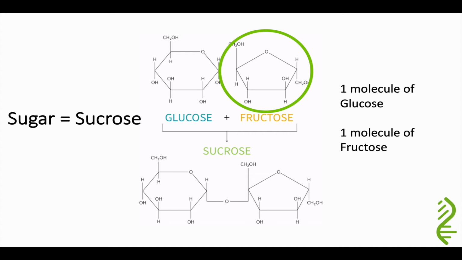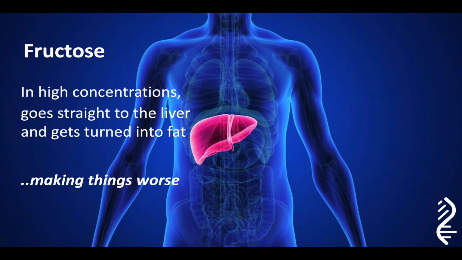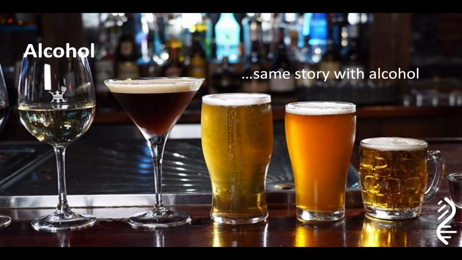And specifically in sugar, it's the fructose. So sugar is made up of glucose and fructose. So a molecule of glucose and a molecule of fructose stuck together makes sucrose, which is table sugar. The glucose is handled by the insulin system, right? The fructose, on the other hand, goes straight to the liver when you eat it in high concentrations. It goes straight to the liver and gets turned into fat. So it makes things worse. If fat in the liver is driving this insulin resistance process, fructose is only going to make things worse. Same story with alcohol. When we metabolize alcohol, it leads to increased fat production in the liver.